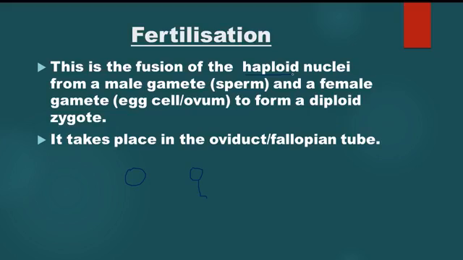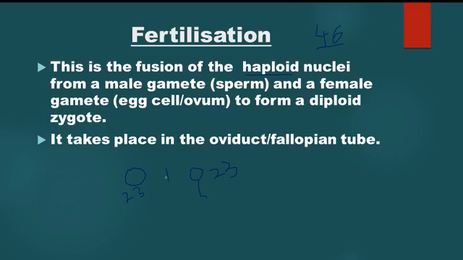Now, if you look at the human body, because we're talking about humans here, the human body contains a total of 46 chromosomes. So if you're talking about haploid, which is one set, it means that they contain 23. So let's say that's the egg. It contains 23 chromosomes. The sperm cell also has 23 chromosomes.